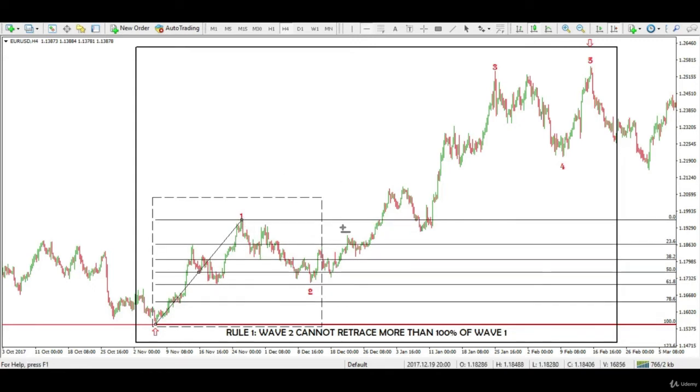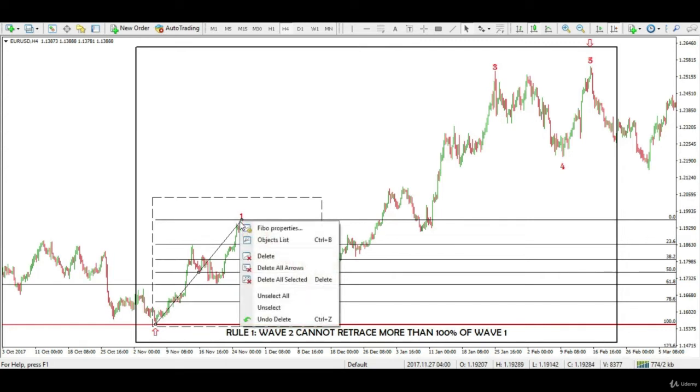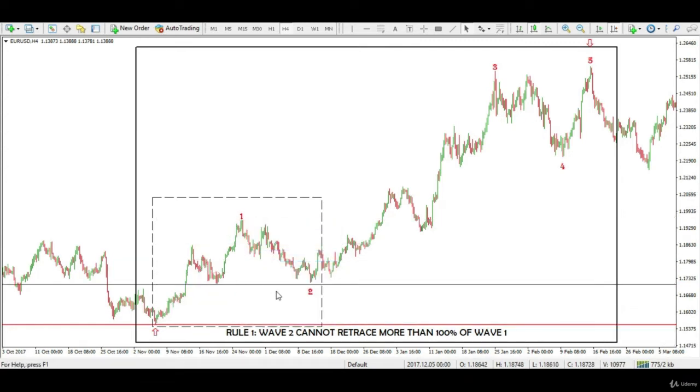Guys, as you can see, price only retraced up to 61.8% internal retracement before the uptrend continued in the form of wave 3. Therefore, making this a valid wave count.